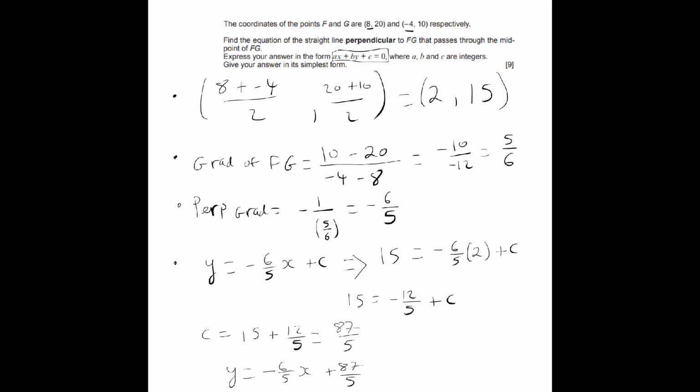Now, they want it in the form ax plus by plus c equals 0. So what I'm going to do is add 6/5 x to both sides and subtract 87/5 from both sides so that I have everything on the same side of the equation, which will look like this: 6/5 x plus y take away 87/5 equals 0.